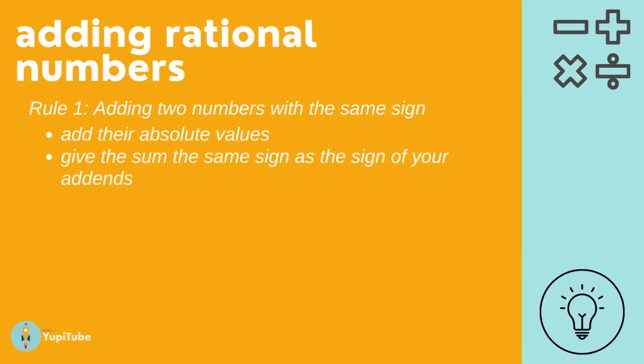Adding rational numbers. Rule 1. Adding two numbers with the same sign. To add two numbers that have the same sign, either both positive or both negative: first, add their absolute values. Second, give the sum the same sign as the sign of your addends.